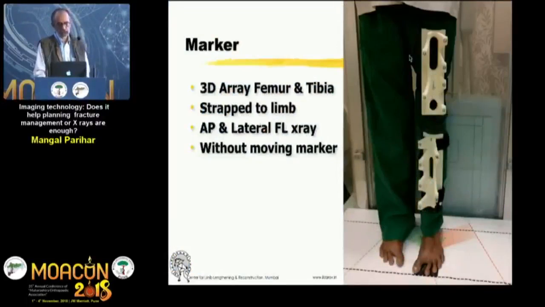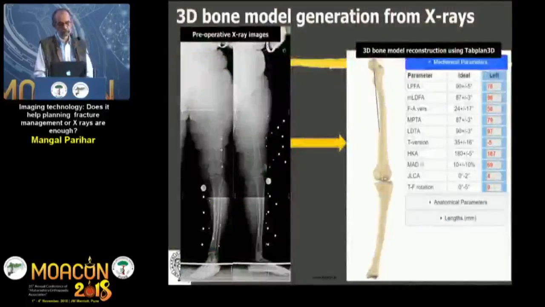So it hinges on taking X-rays with certain special markers, what's known as, in the engineering terminology, a 3D array. So those are put onto the leg, and an AP and a lateral full-length X-ray is done without moving the marker. So you get X-rays like this, and you get the shadows of the markers. This enables the software to calculate, and they have a patented algorithm which then gives you a 3D model of that without a CT scan. And this has been shown to be accurate.